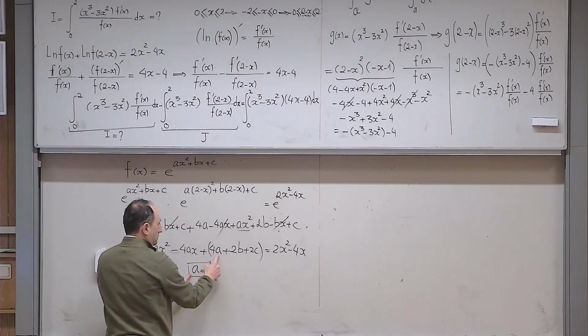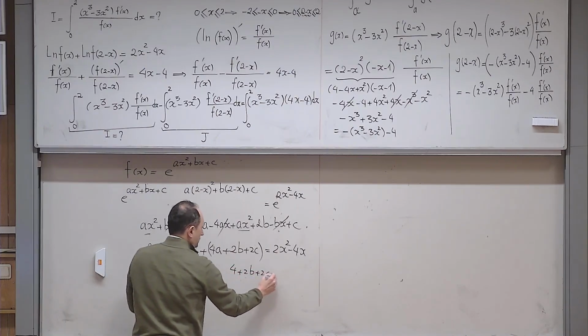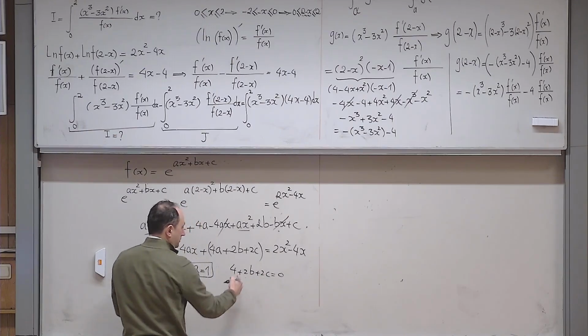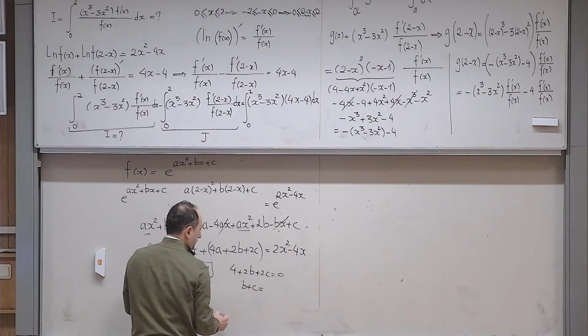A is 1, I put it here. So 4 plus 2b plus 2c equals 0. So for example, if I move 4 to the other side and divide by 2, b plus c is what? Is minus 2.